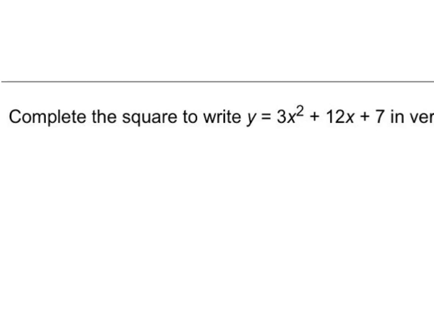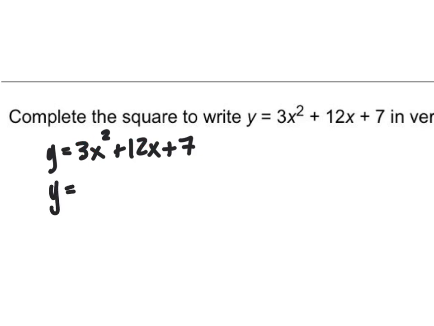I'm going to write this equation down here as y equals 3x squared plus 12x plus 7. What I'm going to do is look at these first two terms and factor out a 3 from each of them. So I've got y equal to, if I factor out a 3, I'm left with x squared plus 4x, leave that quantity, and then add the 7.